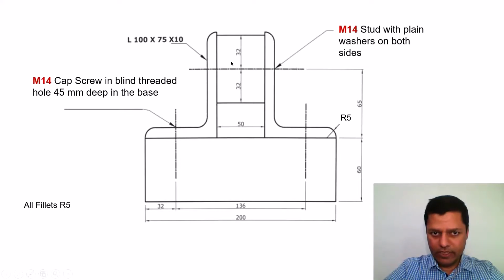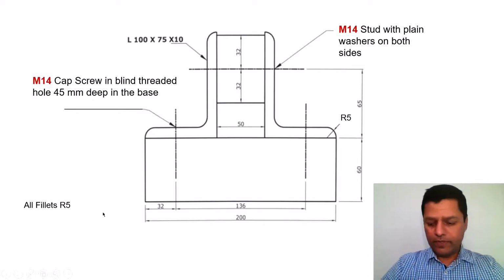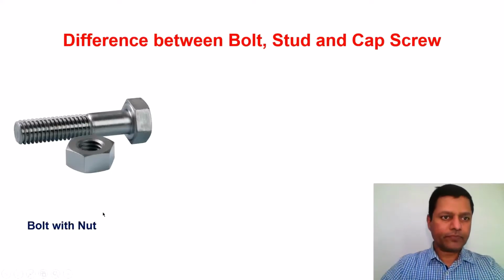At this location, along this horizontal axis, we have to draw an M14, major diameter 14, stud with plain washers. So we also have to use washers today. And here along this vertical axis, at both, we have to use an M14 cap screw, and there is a blind threaded hole in the base. So the cap screw is going in and engaging these threads in the base. We can take all fillet radii to be 5 millimeters.